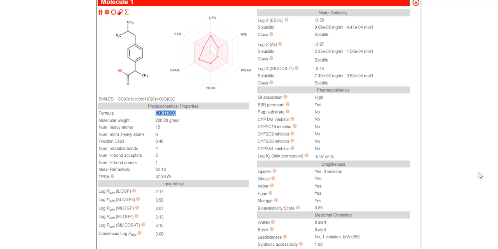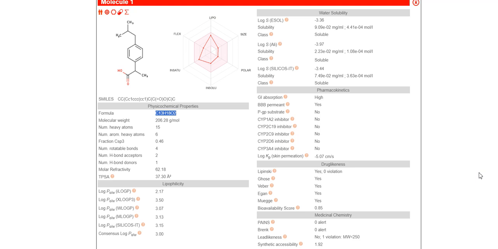So coming to the drug likeliness, this molecule is satisfying the Lipinski Rule of Five. It means the molecular weight should be less than 500, the number of hydrogen bond donors should be less than 5, the number of hydrogen bond acceptors should be less than 10, and lipophilicity should be less than 5. So if the molecule is satisfying all these four conditions, it means it is following the Lipinski Rule of Five.